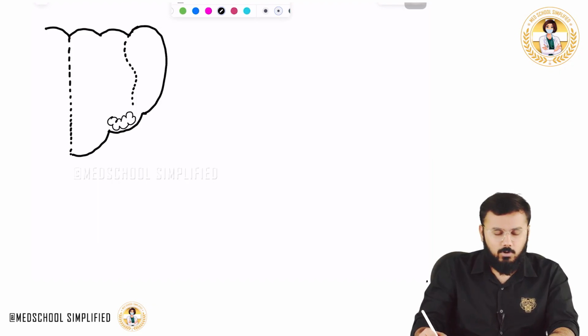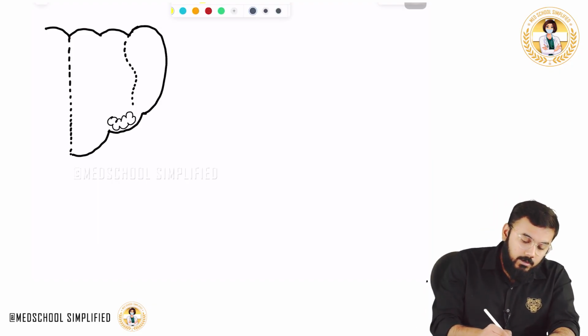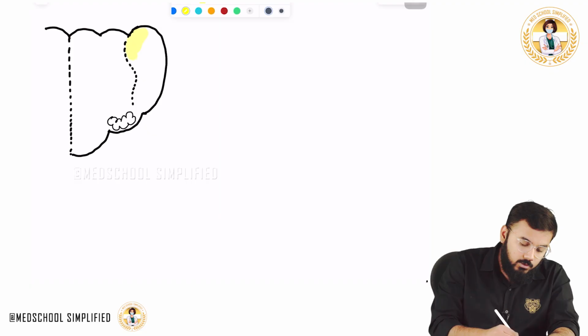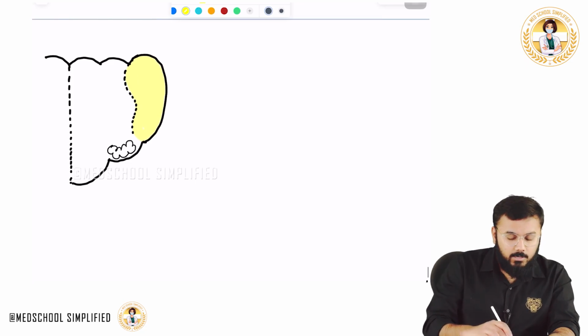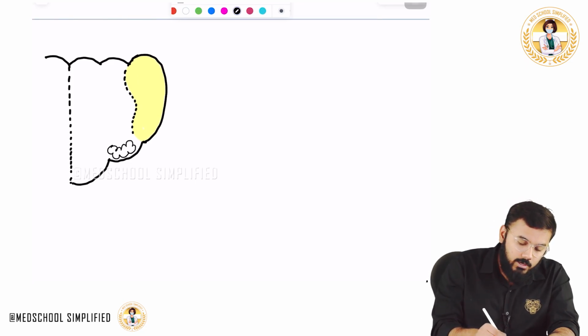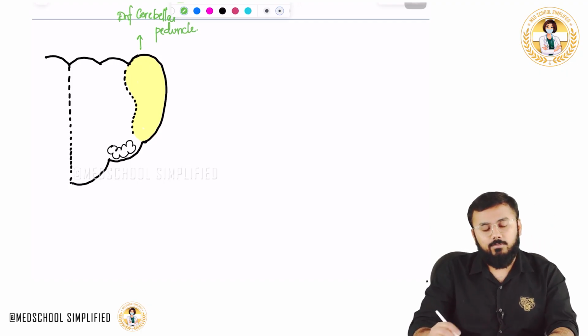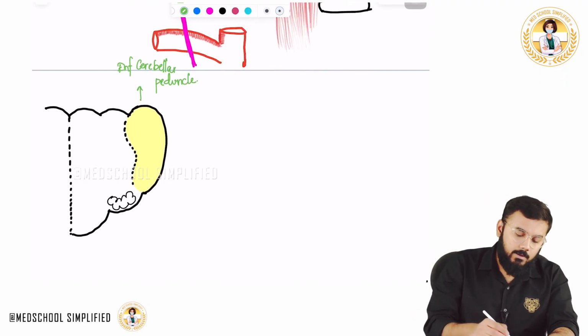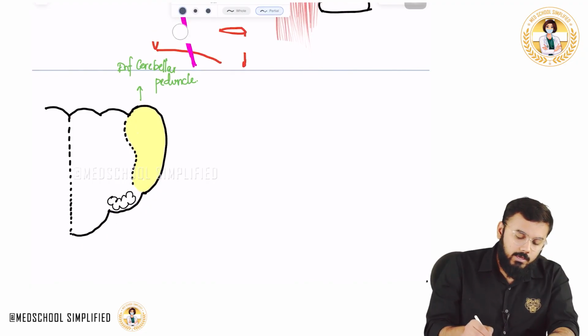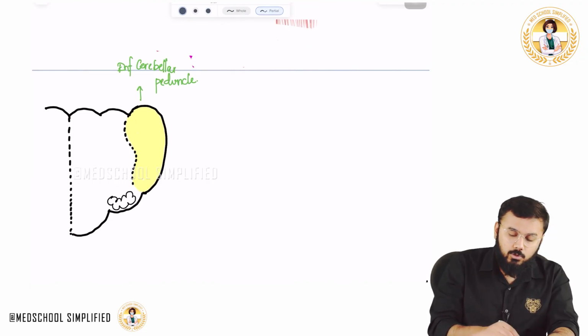What is this structure? This is called your olives. And this structure which I am shading right now is called your inferior cerebellar peduncle. This one over here is the inferior cerebellar peduncle. Now, what are the important structures other than this which you should know?